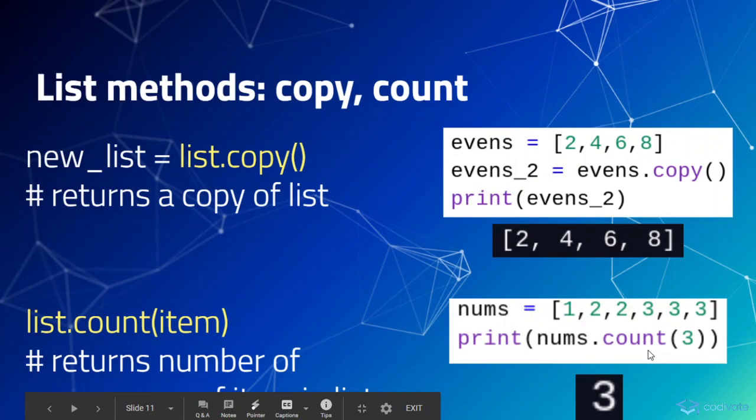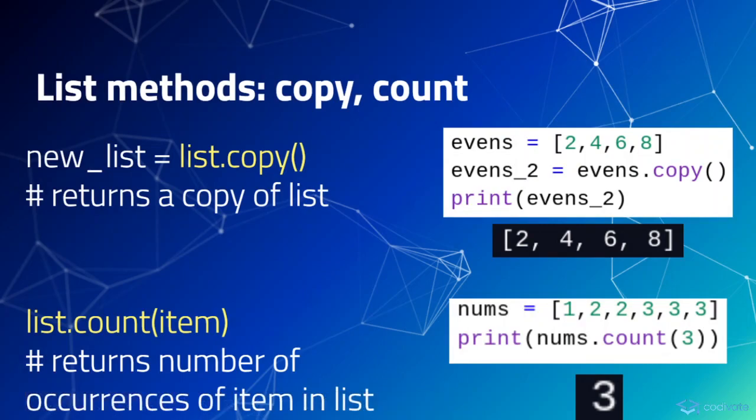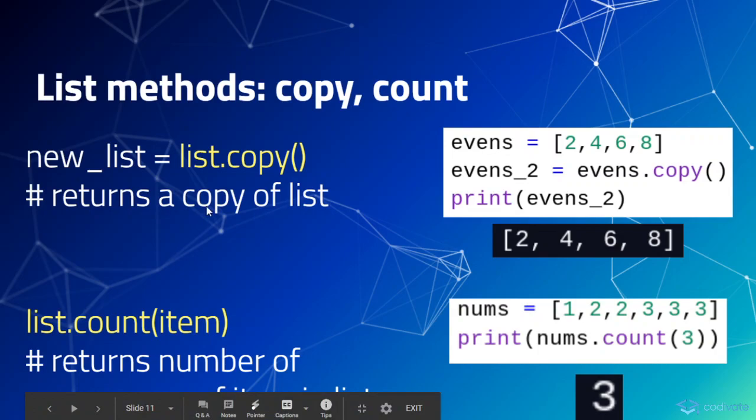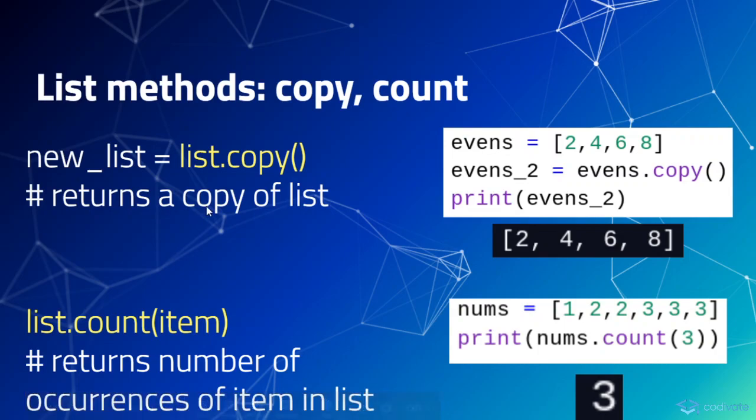Our next method is list.copy. What this will do is it will return a copy of the list. So for example, if we had evens here, and we wanted another list with the exact same values, we could make another list using the copy method. Evens2, that's the name of our new list, and to that we assign evens.copy. So it'll copy all the values in evens and give it to evens2.